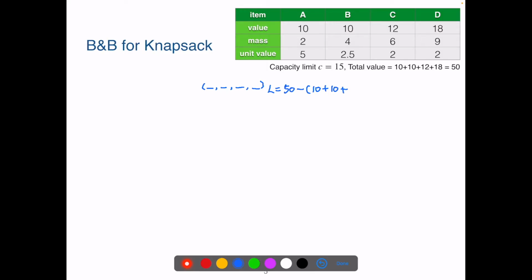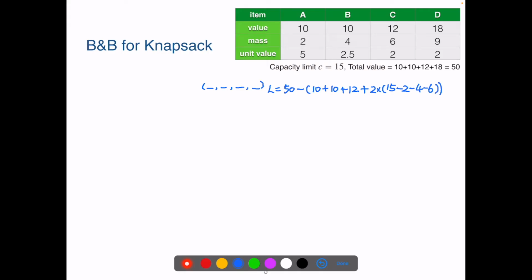And then we can take entire C. Can we take the entire D? No, we cannot. So we use the unit value of D, that's 2. Let's see how much capacity we have left. So the capacity limit is 15 minus 2, that's the mass of A, minus 4, minus 6.